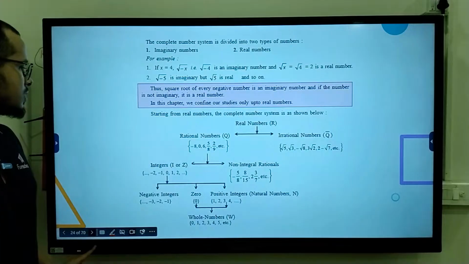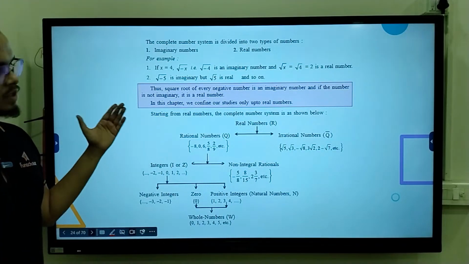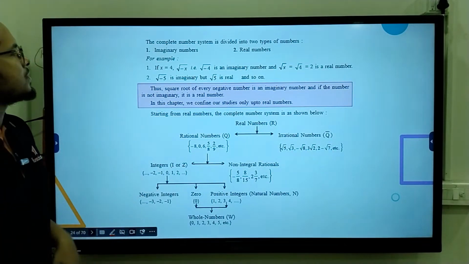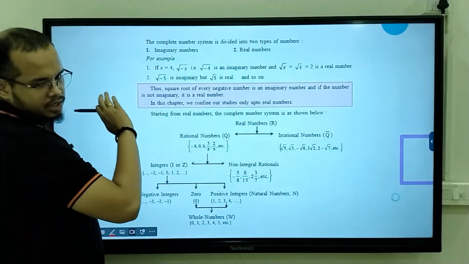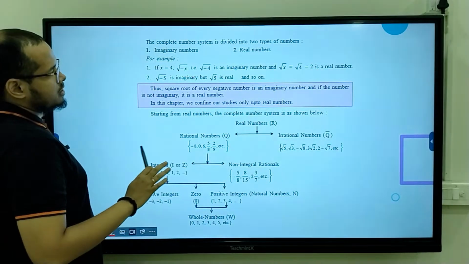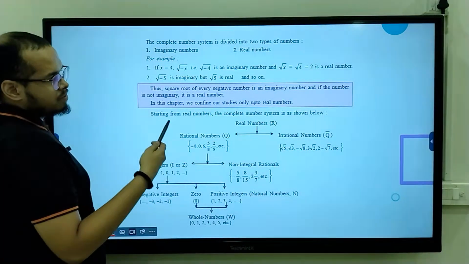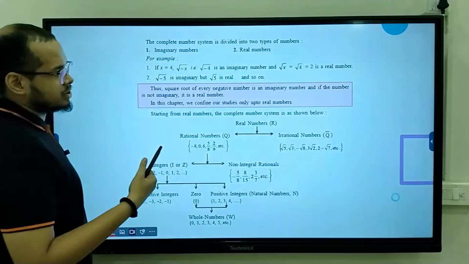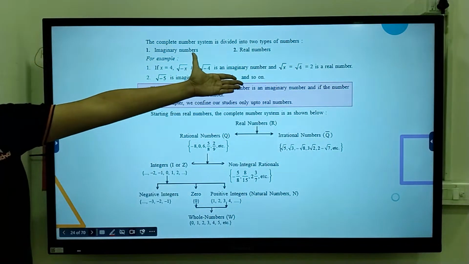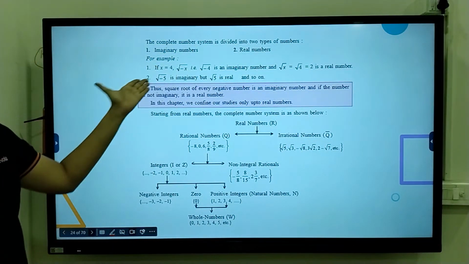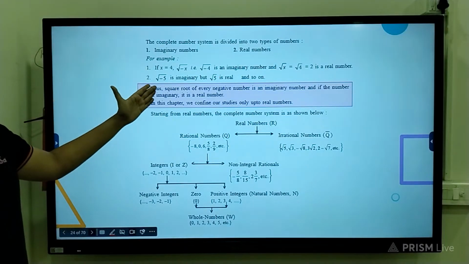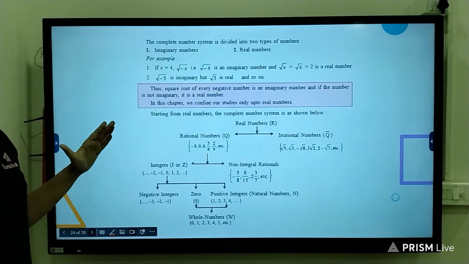Okay, so now this is whatever is written in your book. Let's give it a quick read. Imaginary numbers, real numbers, we are very okay with that. What are imaginary and real numbers? The root of a negative number is an imaginary number. So root 4 is a real number, but root of minus 4 is an imaginary number. So root of minus 5 is imaginary, but root 5 is real.